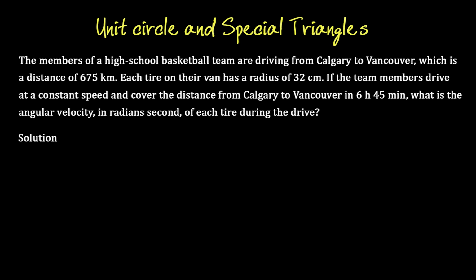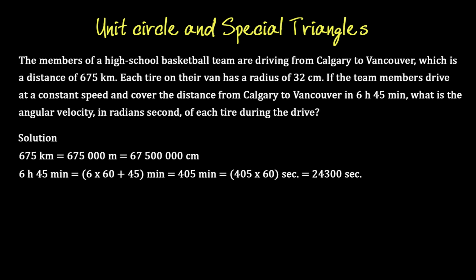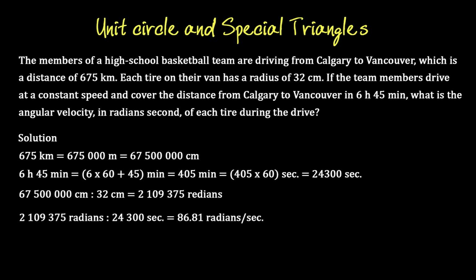Solution. Convert the distance into centimeters, and the time into seconds, and then take the distance from Calgary to Vancouver as the length of the arc on the wheels of the van and calculate the central angle corresponding to this arc in radians. Then divide the resulting value in radians by the time in seconds. To calculate the central angle, divide the distance by 32 centimeters, the radius of the tires. The final answer is 86.81 radians per second.